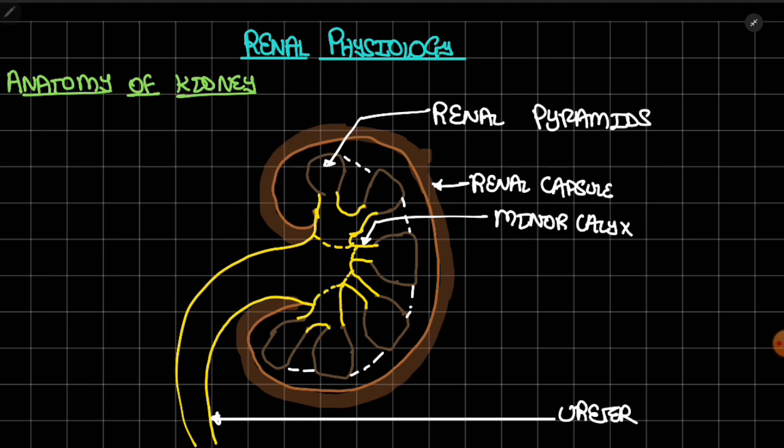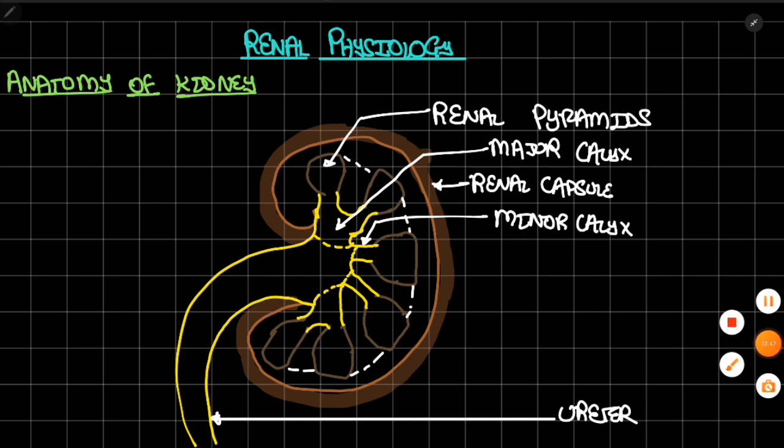Now, what is a major calyx? It is a union of two or more minor calyces. So this is one minor calyx and this is another minor calyx. This structure is known as the major calyx. So this is the major calyx.